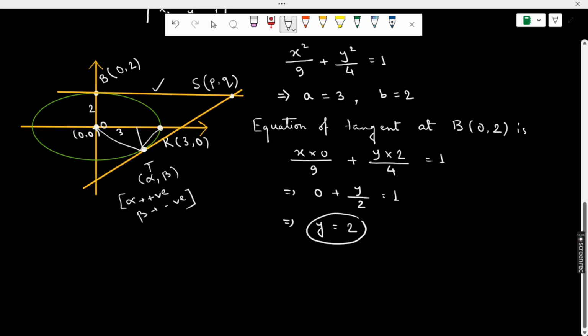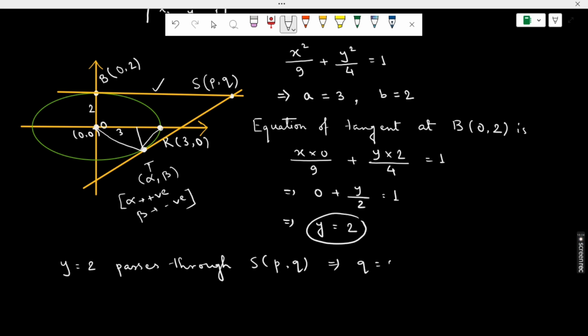So the equation of this tangent is y equals 2, and this tangent y equals 2 passes through S (p, q). This implies q equals 2. So we got the value of q as 2.